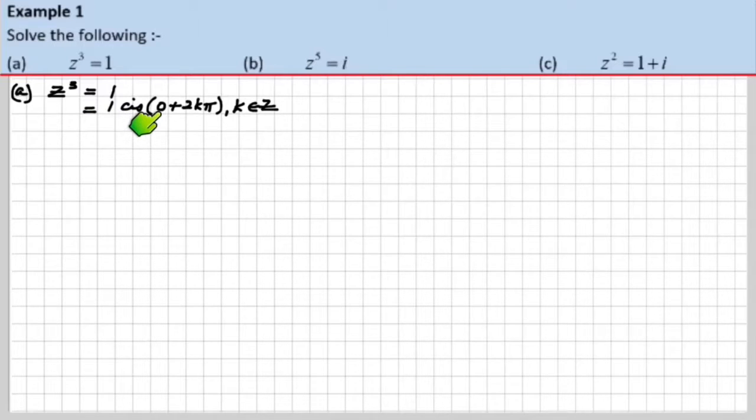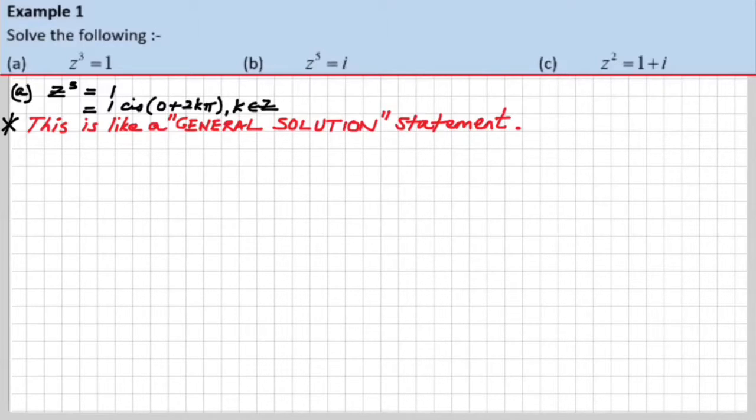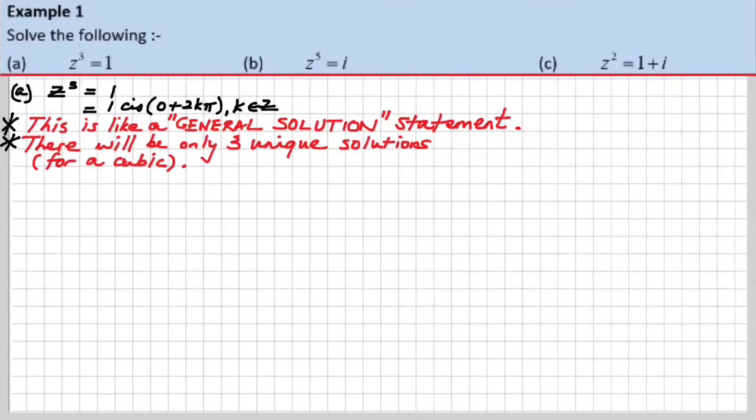1 cis 0 plus 2k pi, where k is any integer. That means any number of multiples of 2 pi, okay, either positive or negative. This is like a general solution statement, which can give us infinite number of solutions, okay? There will be only three unique solutions, however, for this cubic, as we would expect.